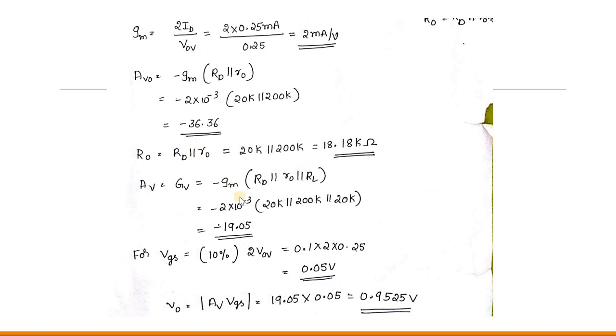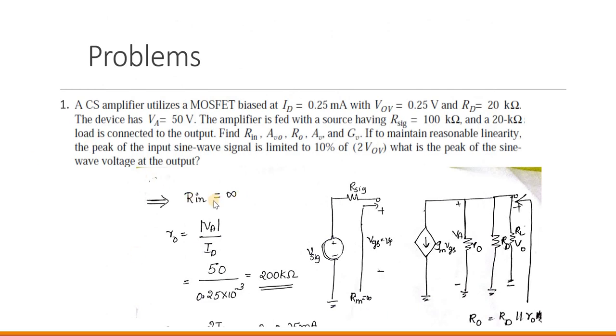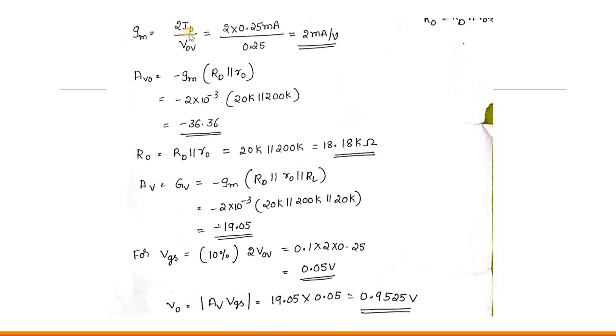Very easy. You should know the formulas here. This will be constant, of course, for common source without source resistance RS. So r0 will be VA divided by ID, this formula. Next is gm equal to 2 into ID divided by VOV. AV0 is minus gm into RD parallel to r0. R0 is RD parallel to small letter r0. Next is the overall voltage gain GV or AV, which is nothing but minus gm into RD parallel to r0 parallel to RL. Next is the 10% reduction in VGS. What happens to your output signal voltage? Okay, thank you. See you in the next session.